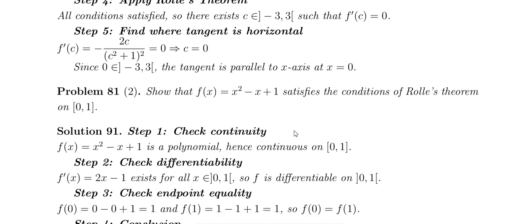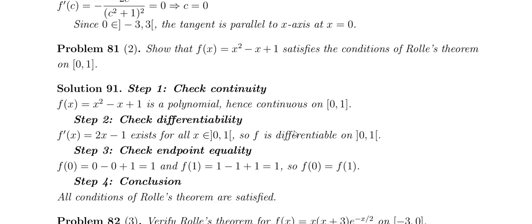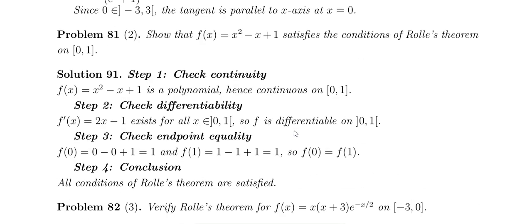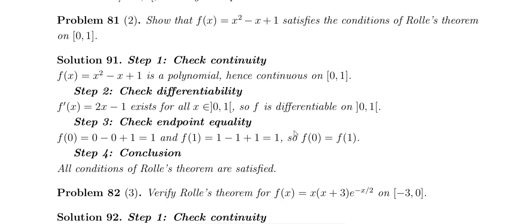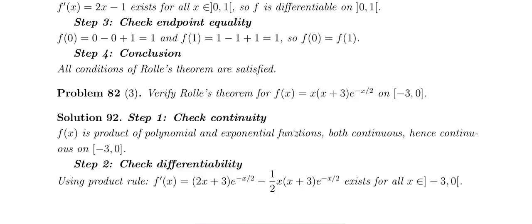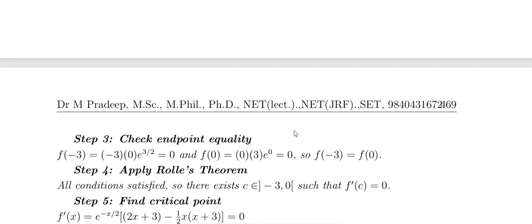So c equal to 0 comes out. That is, the tangent is parallel to the x-axis at x equal to 0. f of x equal to x square minus x plus 1 satisfies the condition of Rolle's theorem. It is a polynomial function.